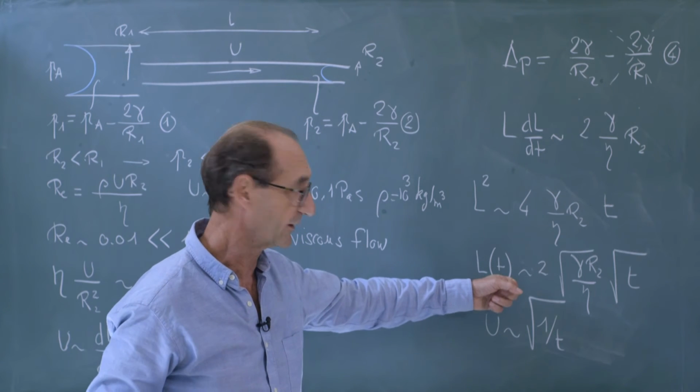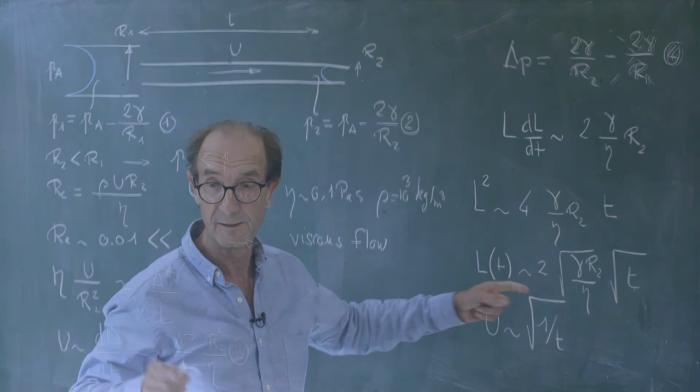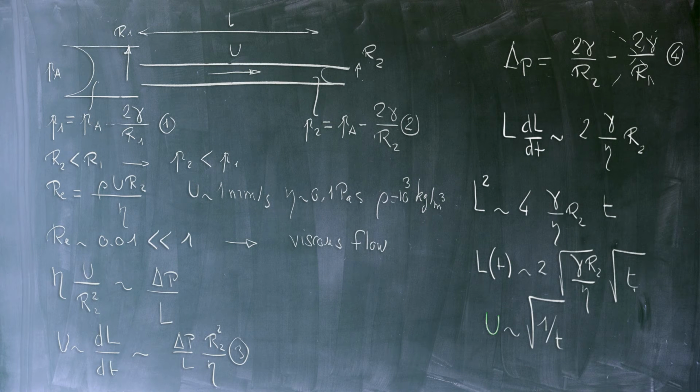And also I recover the experimental result that the length of tube that is invaded by the liquid grows as a square root of time, as we have seen in the data. So by comparing viscous dissipation and capillary pressure, we can understand in detail the imbibition of this tube by a viscous liquid.